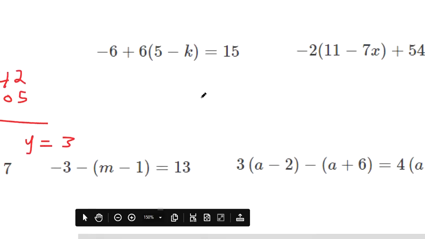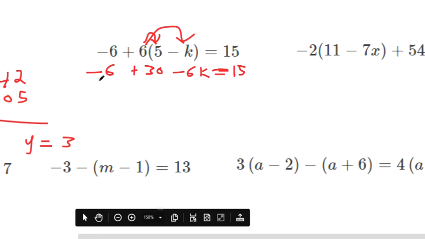Okay, for this next one here, first thing I want to use is the distributive property. Anytime you see a number in front of a parentheses, it's a sitting duck. Just use your distributive property to break it down. Okay, next, and note 6 times 5 makes 30. 6 times negative k makes negative 6k. So you got to take that negative sign with it.